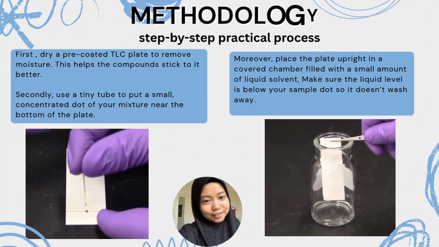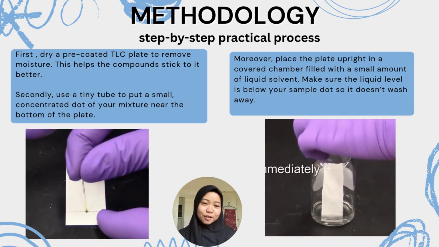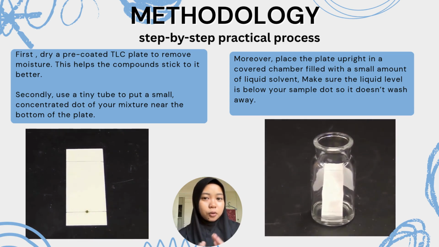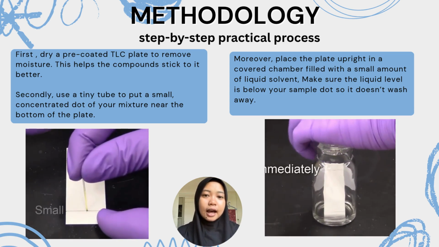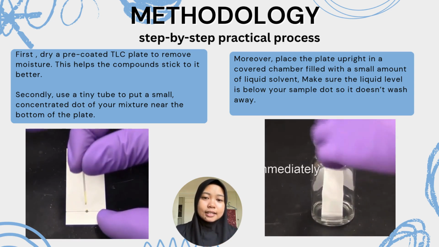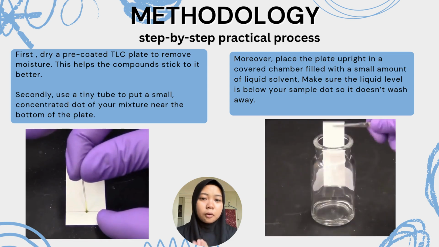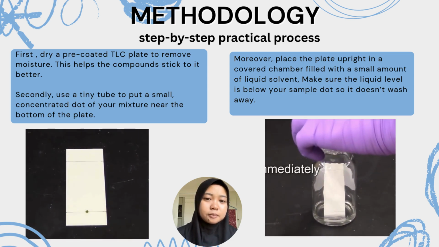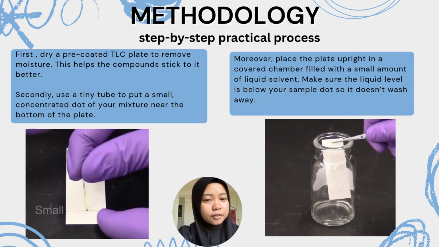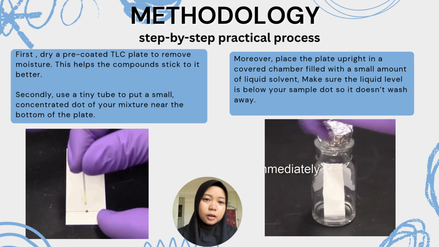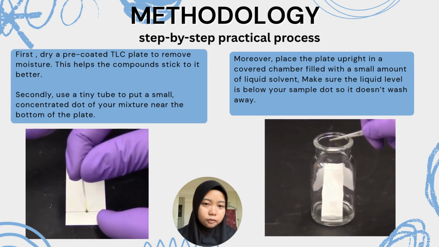Next part is methodology, the step-by-step practical process. First, dry a pre-coated TLC plate to remove moisture. This helps the compound stick to it better. Secondly, use a tiny tube to put a small, concentrated dose of your mixture near the bottom of the plate. Moreover, place the plate upright in a covered chamber filled with a small amount of liquid solvent.